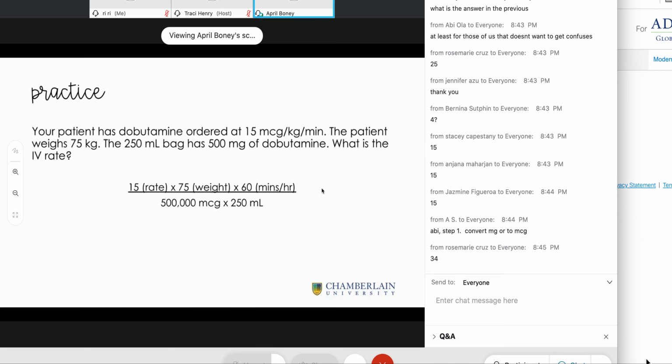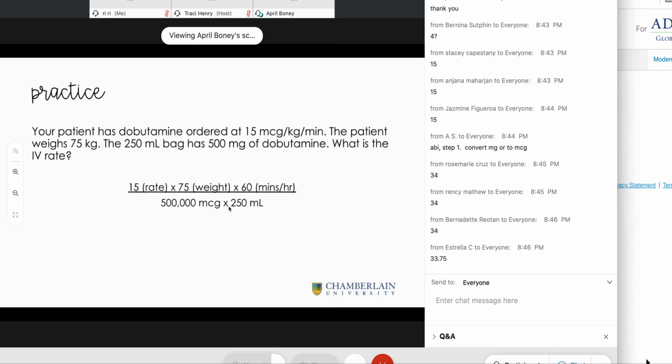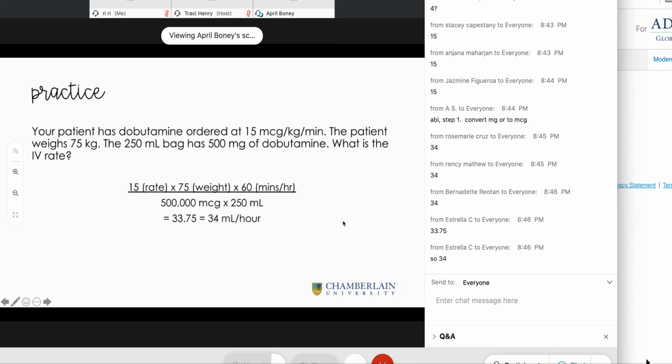I did micrograms. So 15 is the order, micrograms, times our patient weight, times 60 minutes, divided by 500,000. I got that by converting my 500 milligrams to micrograms and then multiplying it times the volume. This answer is you got 33.75, but we've got to go to a whole number. So this is going to be 34 milliliters per hour.